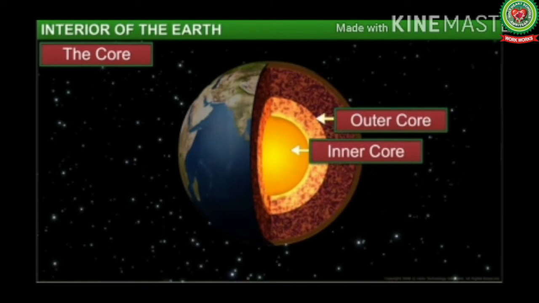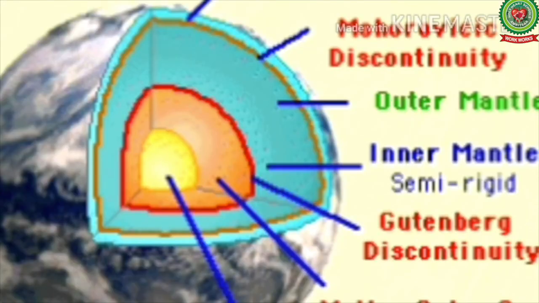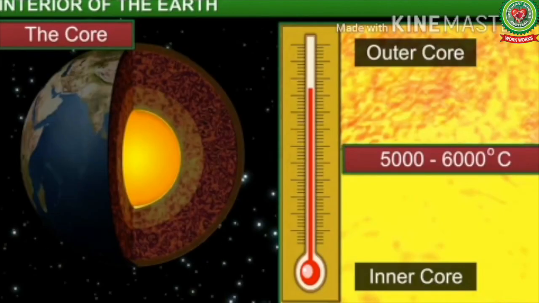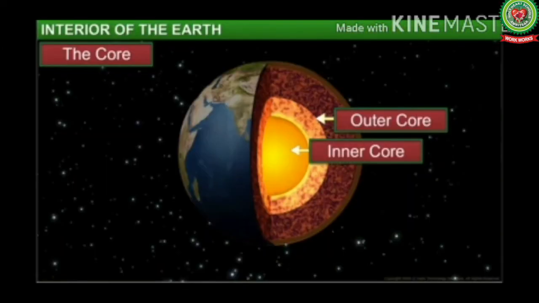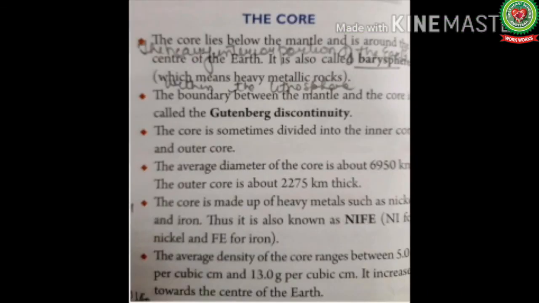The next layer we have is the core. The core is divided into the inner core and the outer core. The boundary between the mantle and the core is called the Gutenberg discontinuity. This layer is extremely hot. It has a temperature of about 5000 degrees Celsius. The core is made up of heavy metals such as nickel and iron. It is thus known as Nife, where Ni stands for nickel and Fe stands for iron. The outer core is in the molten state, whereas the inner core is firm and solid due to very high pressure.